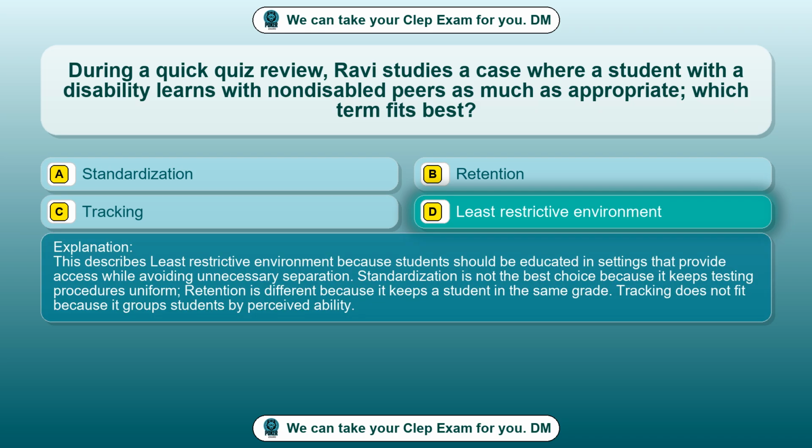This describes least restrictive environment because students should be educated in settings that provide access while avoiding unnecessary separation. Standardization is not the best choice because it keeps testing procedures uniform. Retention is different because it keeps a student in the same grade. Tracking does not fit because it groups students by perceived ability.